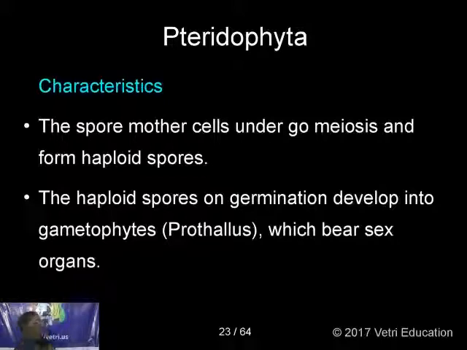The spore mother cells undergo division because Pteridophyta is a sporophyte. Remember, the sporophyte is always diploid, the gametophyte is always haploid. So the diploid sporophyte gives spore mother cells, which undergo reduction division and form haploid spores. These haploid spores on germination develop into the gametophyte. Another new thing you have to remember: the gametophyte of pteridophytes is called the prothallus, and it bears the sex organs. It is haploid.